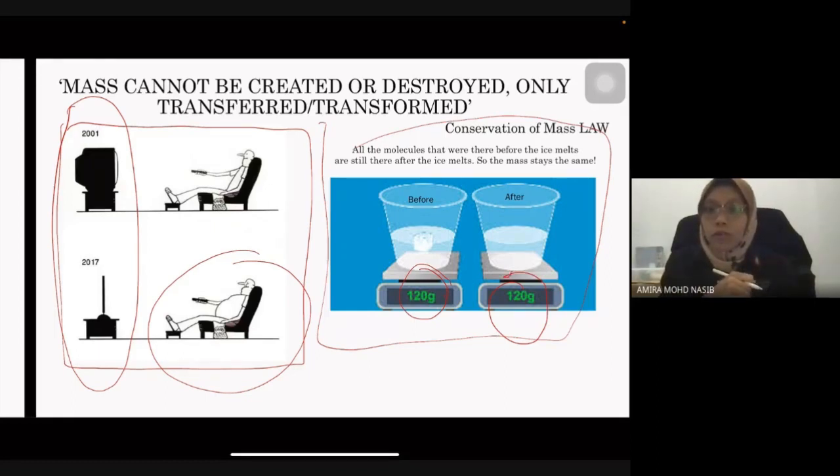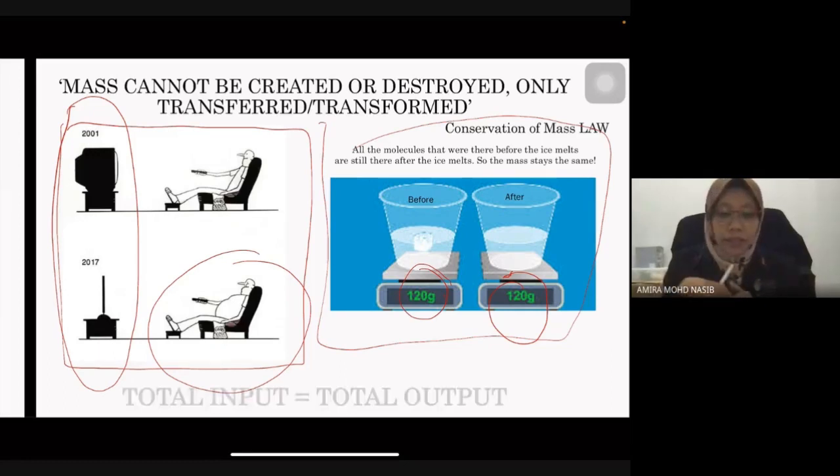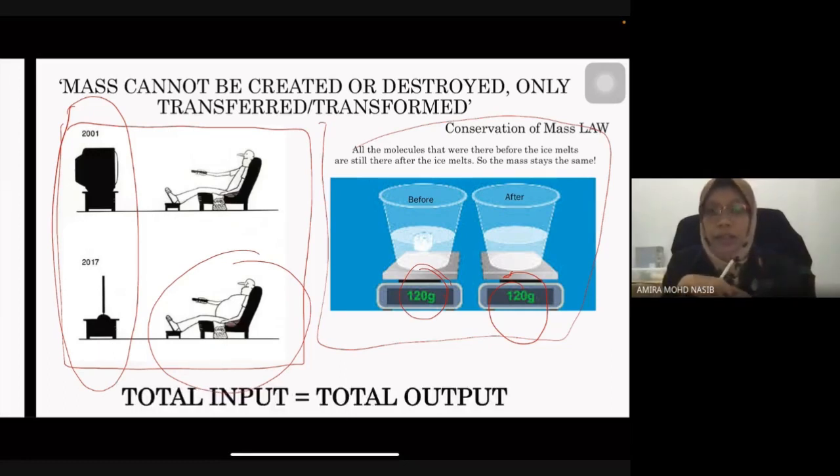So you have to bear in mind, mass cannot be destroyed. It cannot disappear just like that. It must be transferred or transformed to another form. So in that case, where we know that the mass cannot be destroyed or dissipate like that, then we can conclude that the total mass input must be equal to the total mass of output.